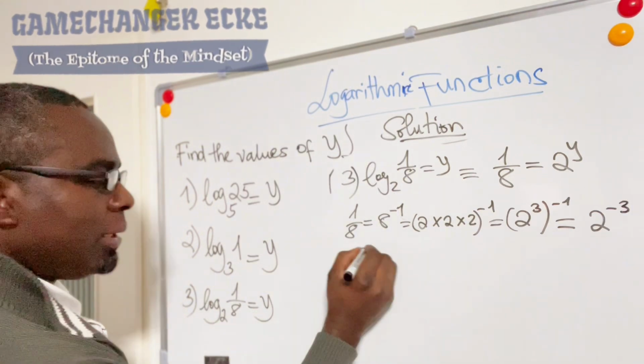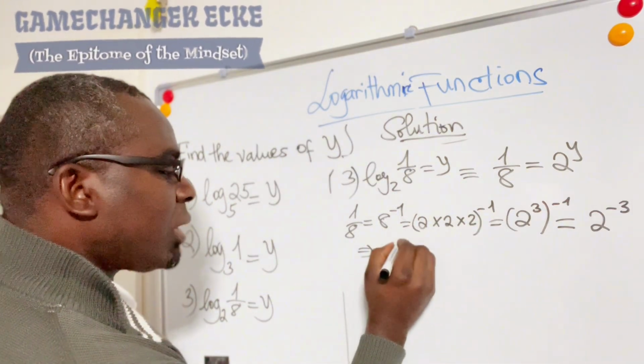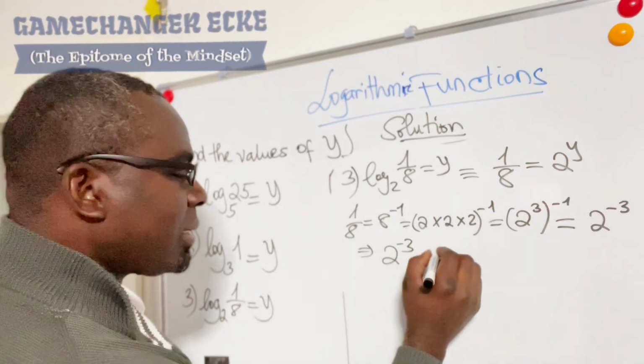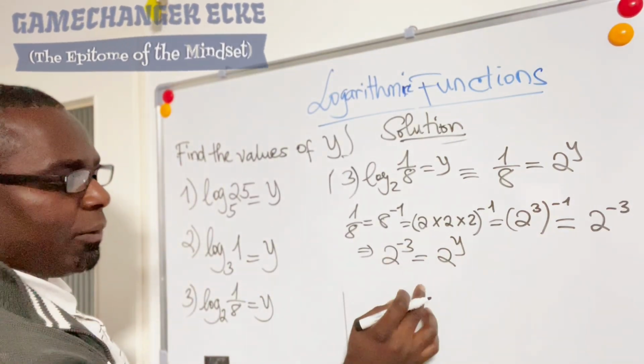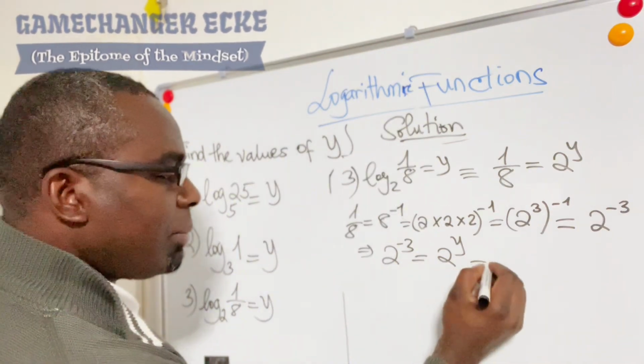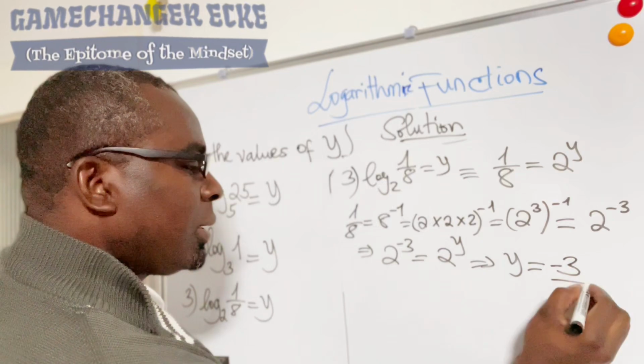In this case, with common bases, we say 2 to the power minus 3 is the same as 2 to the y. Common bases therefore means we equate the powers. So it implies y is equal to minus 3.